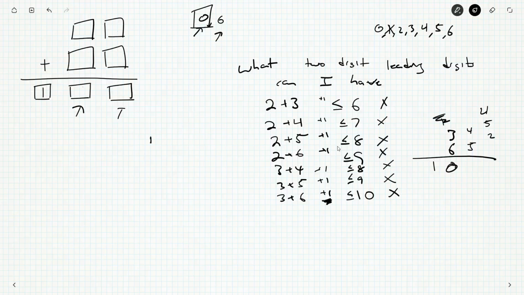Well, let's keep going. 4 and 5. Well, if we carried a 1, then yeah, we'd get 10 again. 4 and 6, that can make it on its own. That's going to be either 10 or 11. Now we can't have 11 because we don't have a spare 1. So this would have to be without a leading 1.